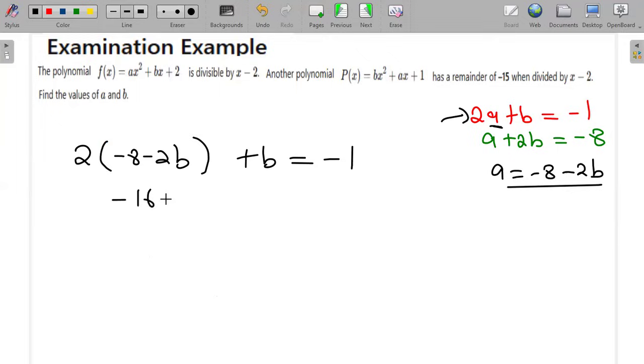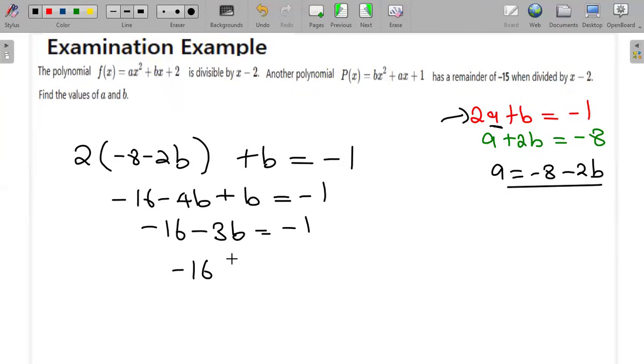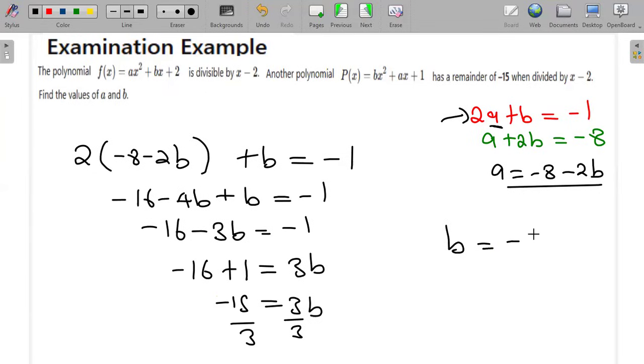So this will be minus 16 minus 4b plus b equals minus 1. So this here will be minus 16 minus 3b equals minus 1. And I can take this minus 3b to the other side. So that would be minus 16, and this one comes to the other side, so that would be plus 1 equals 3b. So this will be minus 15 equals 3b. Divide by 3, divide by 3. My b will simply be equal to minus 5. Okay, so that's how we can find the b.